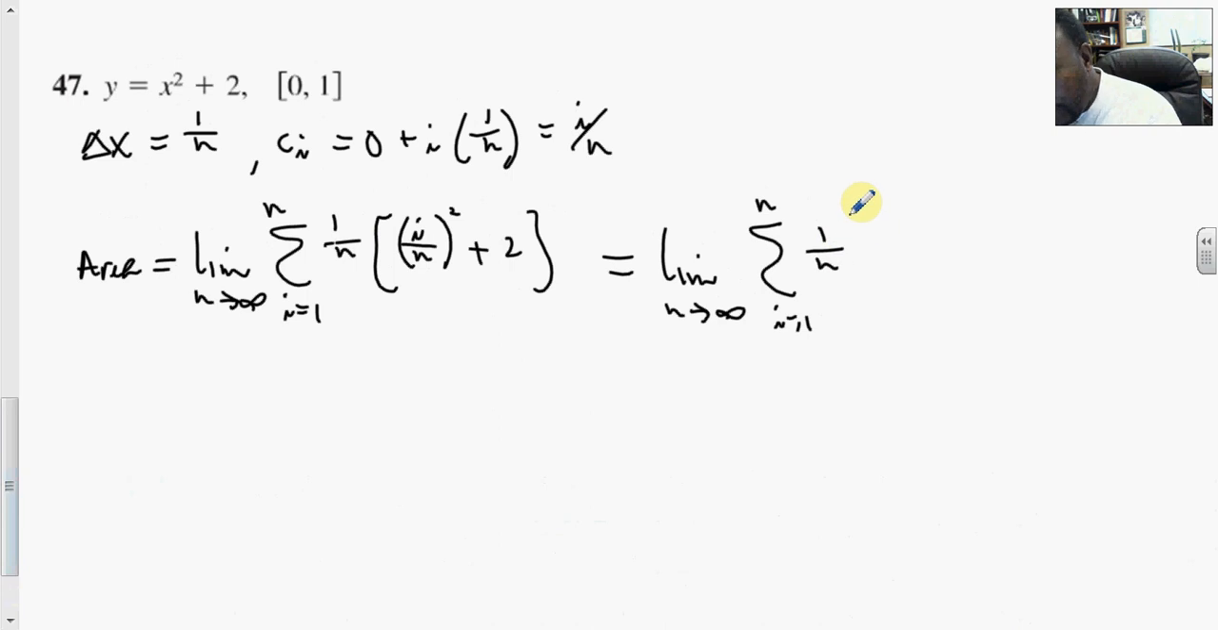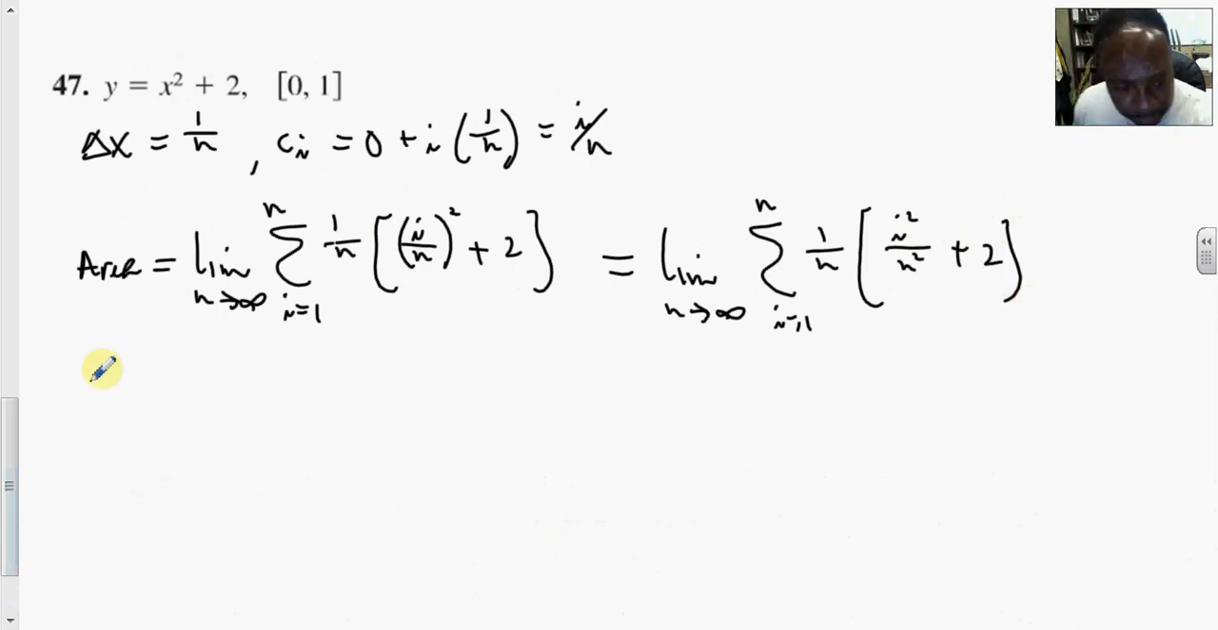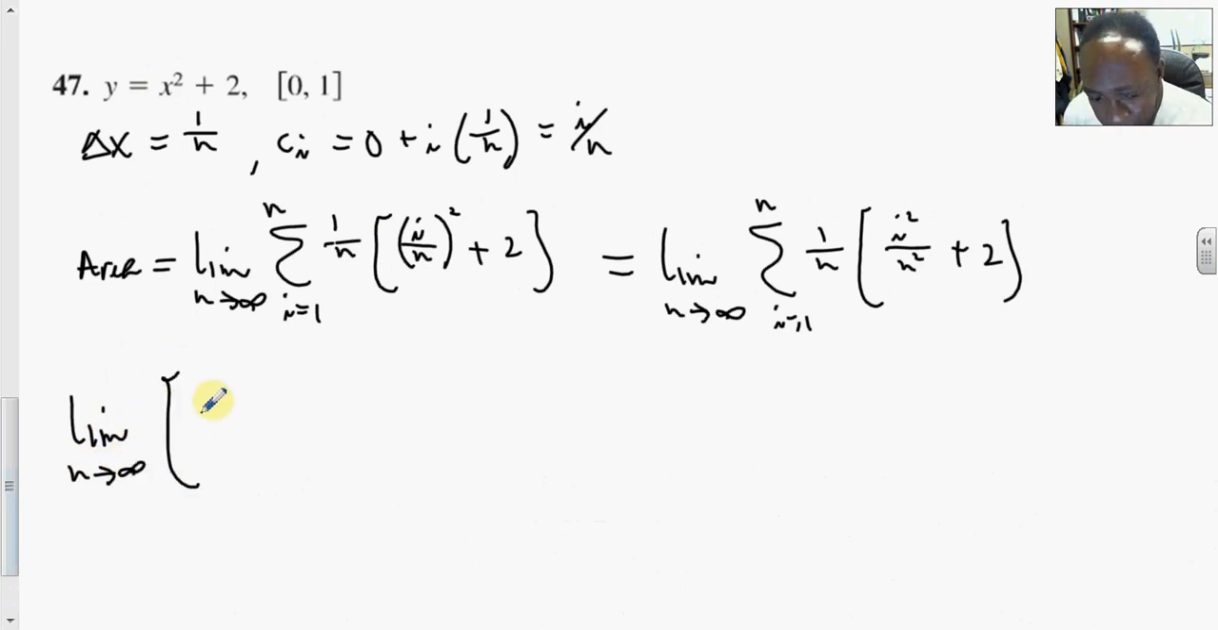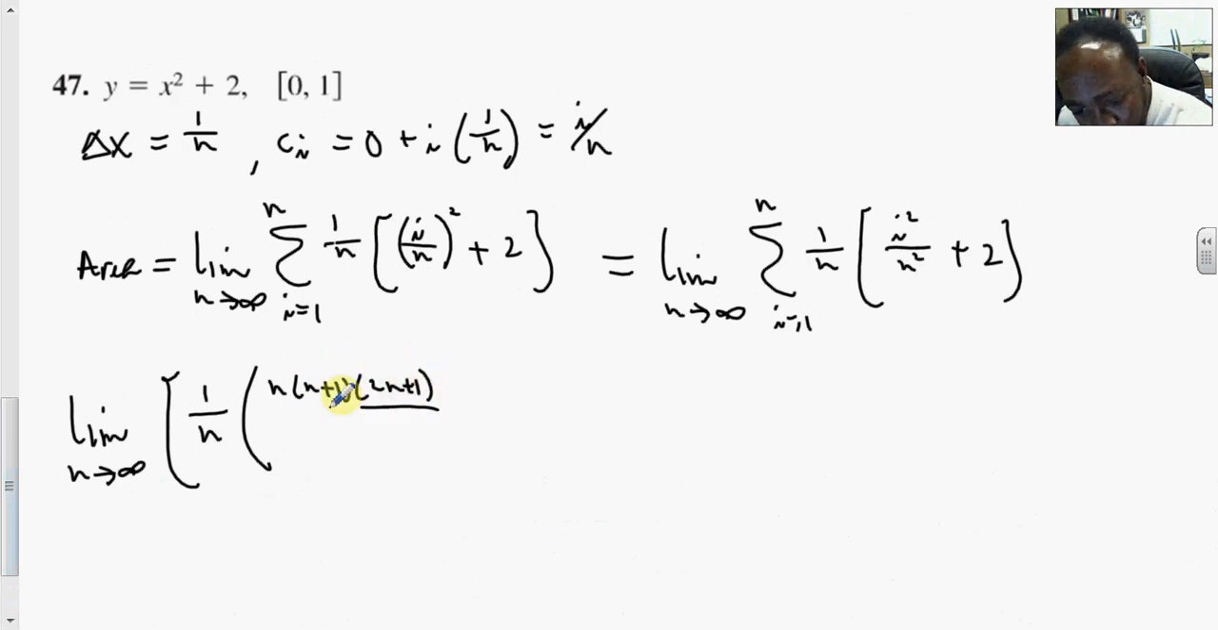We have this 1 over n sitting there. I'm going to simplify there. This i squared over n squared plus 2. So now I think we can go ahead and sum it up by using our formula. So this is the limit as n goes to infinity. We have 1 over n times, now that i squared sum is n times n plus 1 times 2n plus 1 divided by 6. And then this is plus 2.